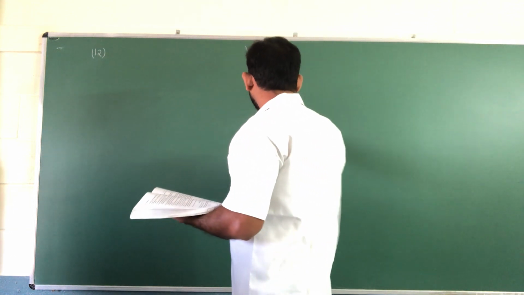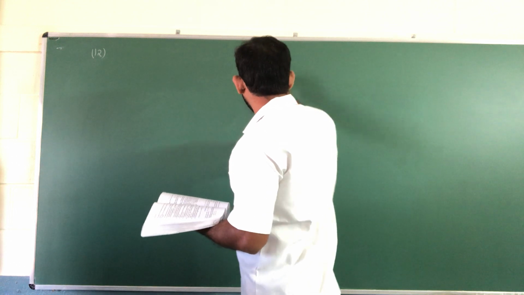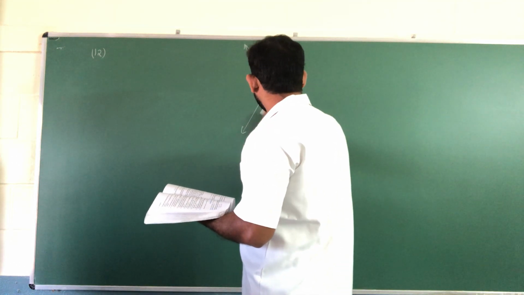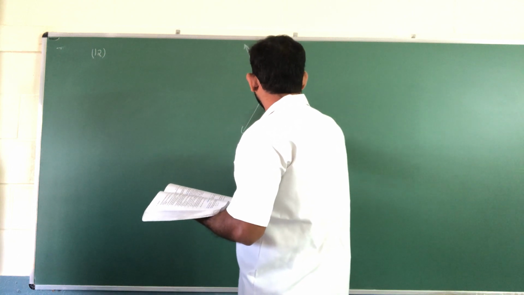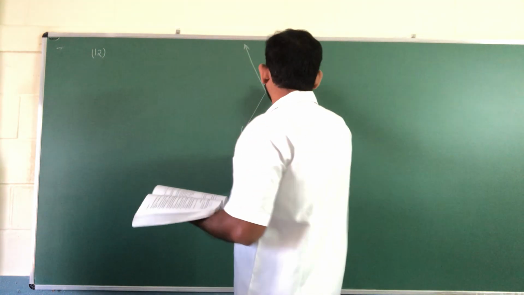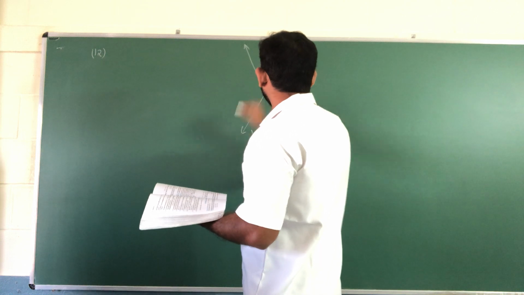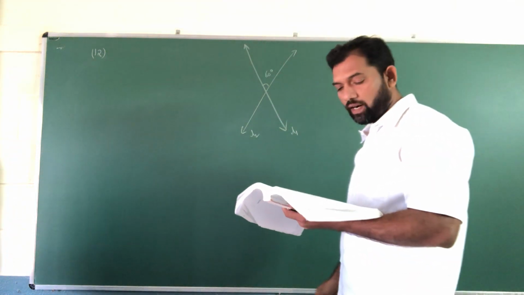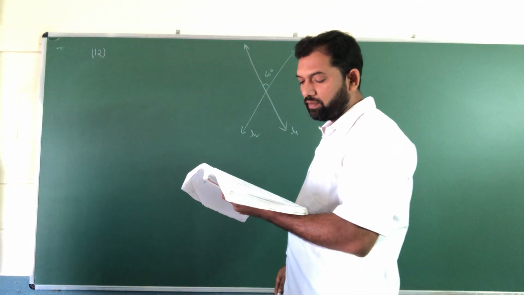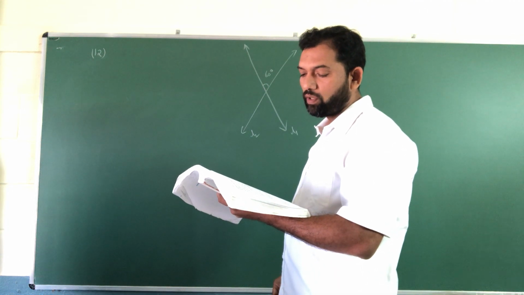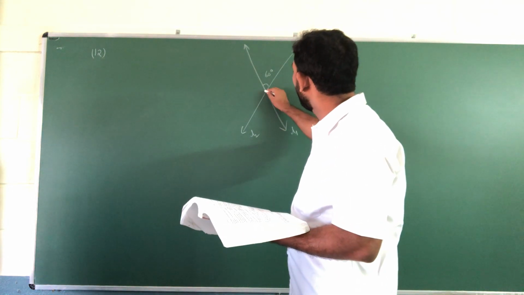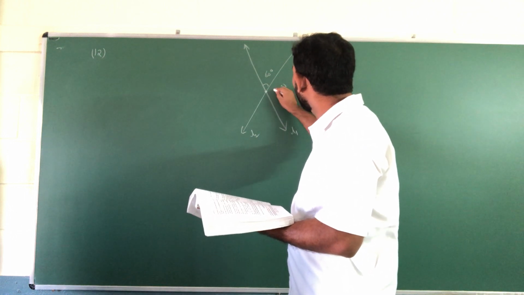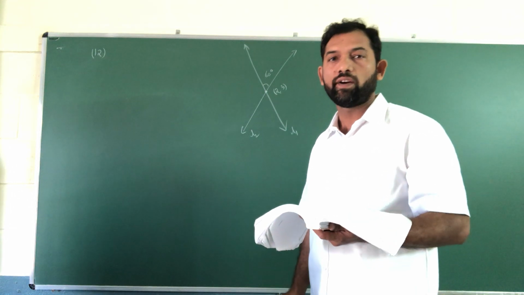So two lines, you have to assume L1 and L2, these two lines. In between them the angle is 60 degrees. Also, both lines pass through the point (2, 3). So (2, 3) is a common point for L1 and L2.